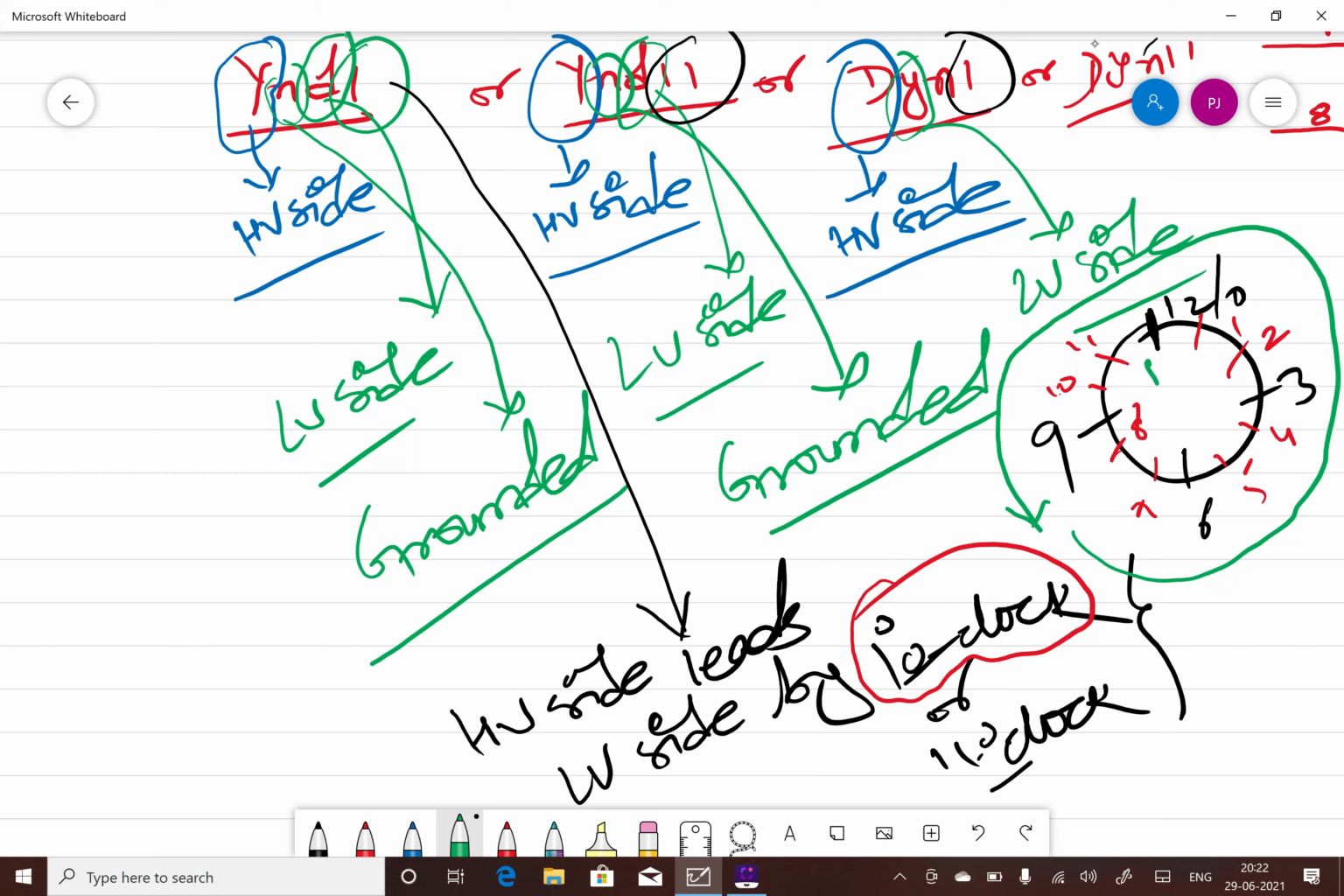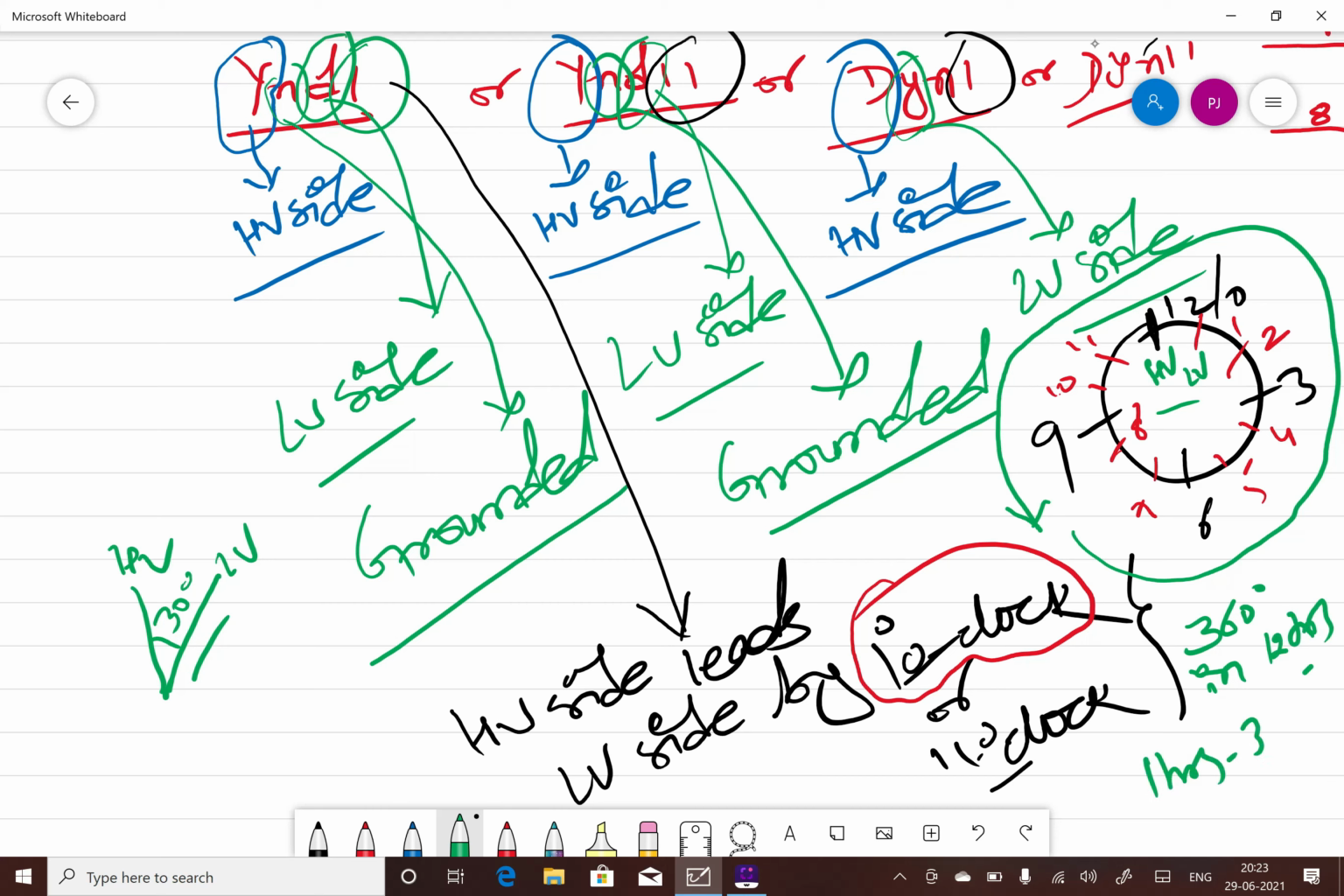That means if this is your HV at any time at 12 o'clock, then your LV at that particular time must be at this 1 o'clock. So if you draw this, if this is your HV, then your LV must be somewhere at this point, and the angle between these two is 30 degrees. How does this 30 degrees come? The total is 360 degrees in 12 hours, so 1 hour equals 360 divided by 12, which comes out to be 30 degrees.